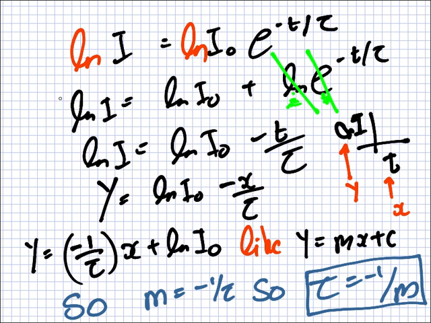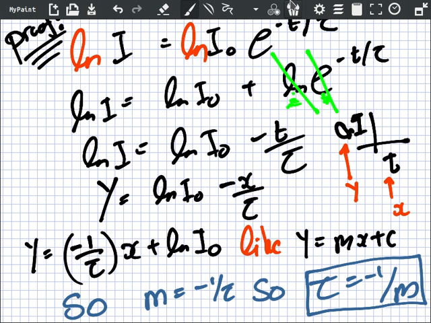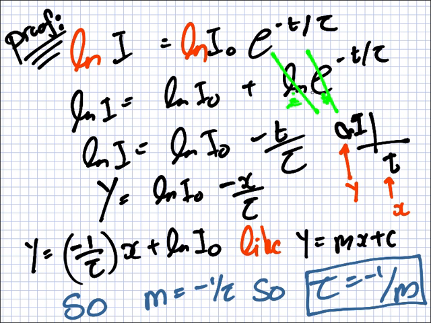And you need this proof for the exam, because they sometimes ask this. Minus 1 over the slope is tau on the graph of log I. If you graph log I, you get a straight line. The minus 1 over m on this line is the tau. This is how you can find tau.